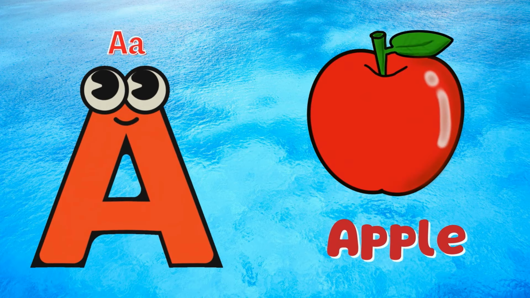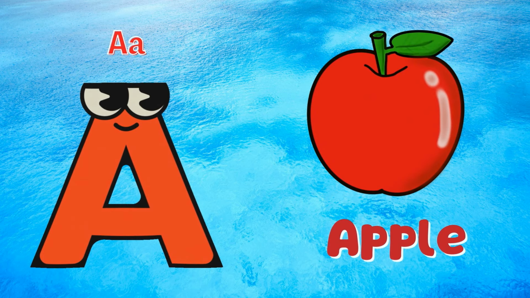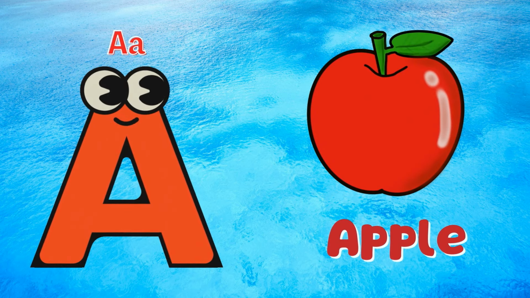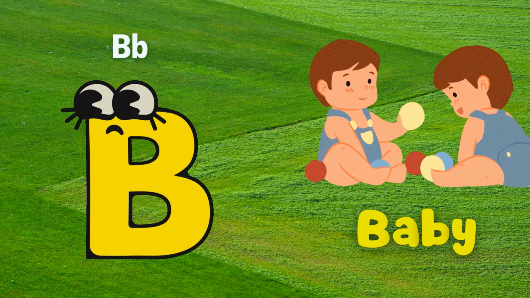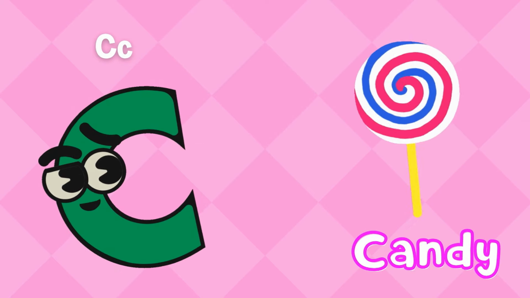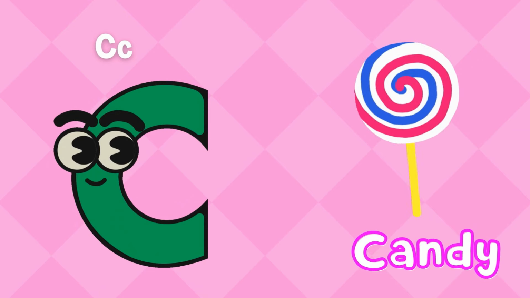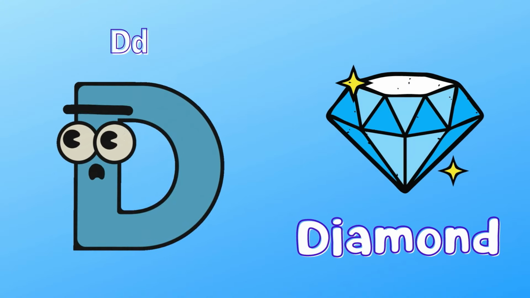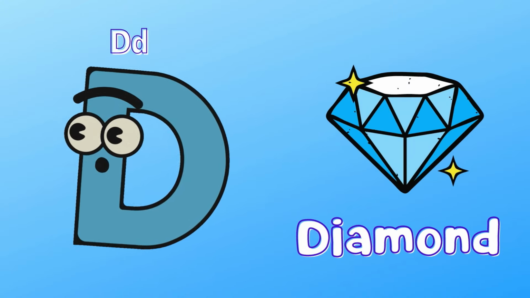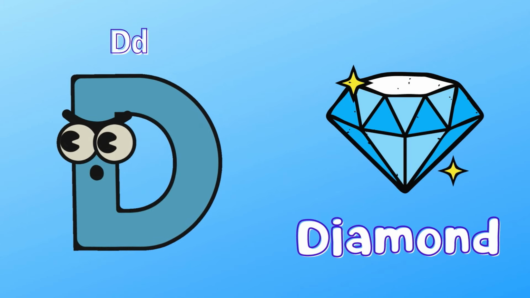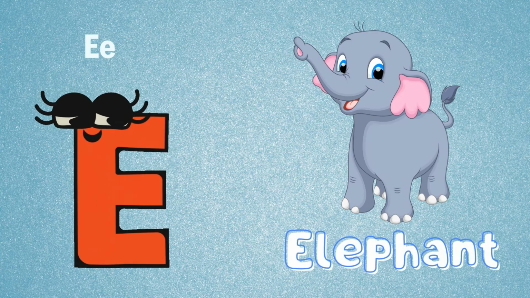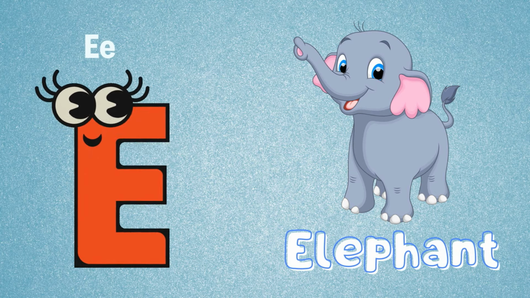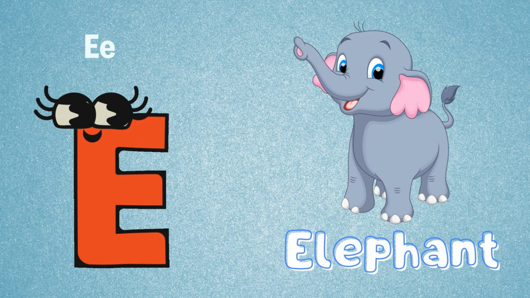A is for apple, a, apple. B is for baby, b, b, baby. C is for candy, c, c, candy. D is for diamond. Elephant, eh, eh, elephant.